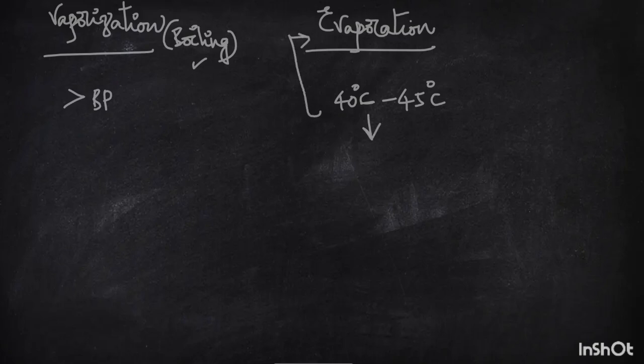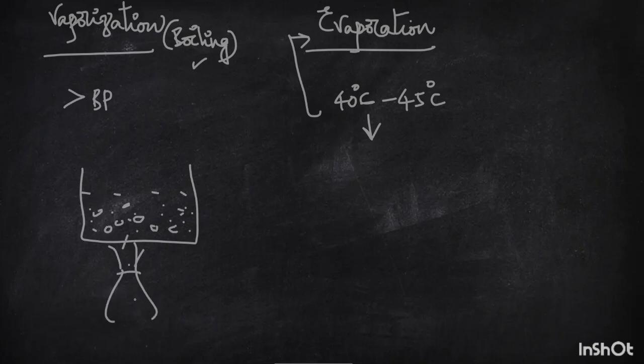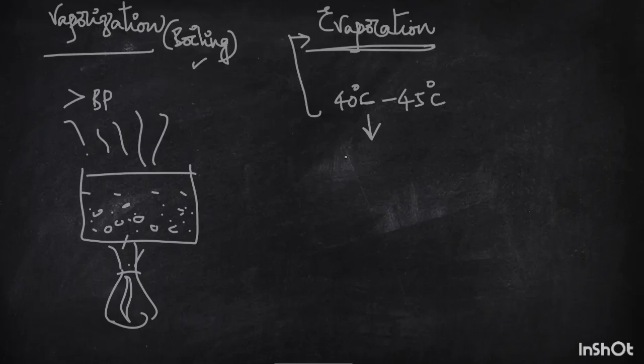In vaporization, you observe the bubbling effect, means when the liquid is heated properly, then after reaching boiling point, the vapors come out. You observe bubbles in the liquid, but the bubbling effect is not there in evaporation. The process of evaporation is slow and the process of boiling is quicker.